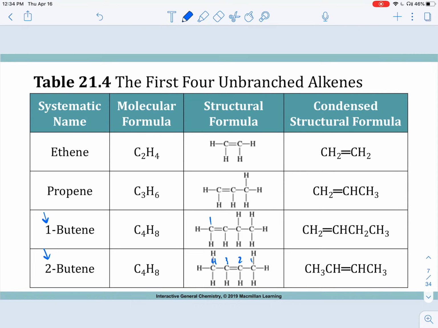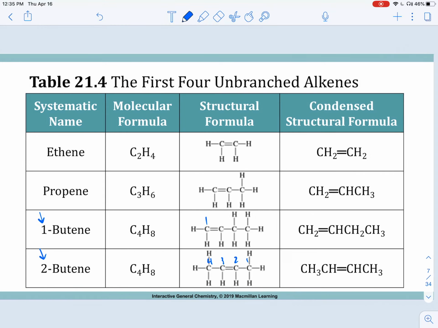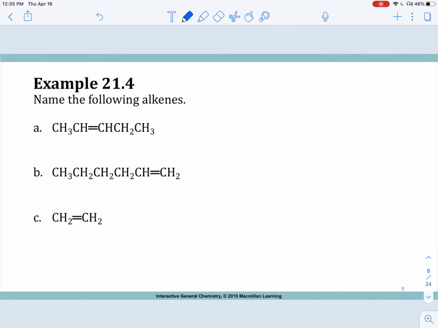So let's practice naming a couple of these simple cases. So using the naming rules, give the video a pause again if you're comfortable, and try to think about how you would name these alkenes, remembering that you need to indicate where the double bond is.